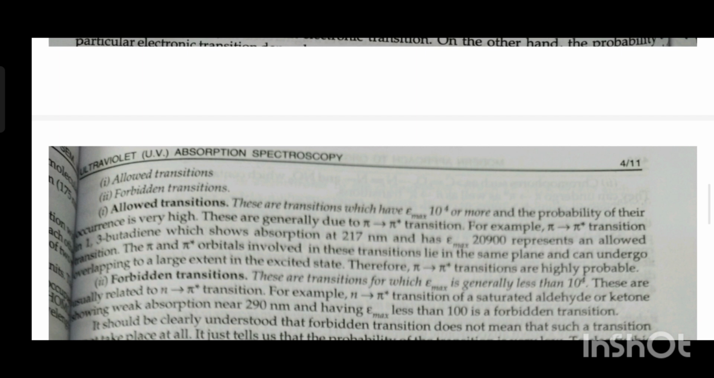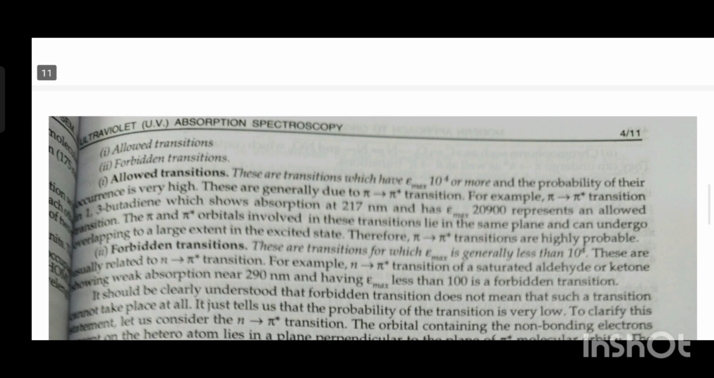For example, the pi to pi star transition of 1,3-butadiene, which shows absorption at 217 nanometer and has maximum molar absorptivity of 20900, represents an allowed transition. The pi and pi star orbitals included in the transition lie in the same plane and undergo overlapping to a large extent in the excited state. Therefore, pi to pi star transitions are highly probable.